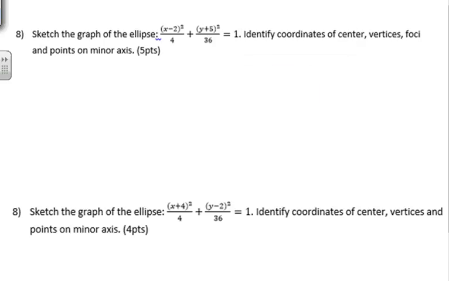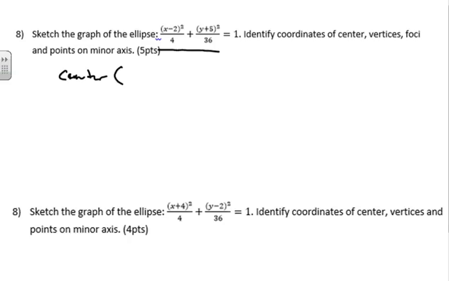Okay, what we have here in number 8 on our quest that I'm going through is that we're trying to sketch the graph of an ellipse. We want to identify the center, the vertices, foci, and points on the minor axis. So here we go. Given the equation of the ellipse in standard form, the first thing we want to find out is what is the center.